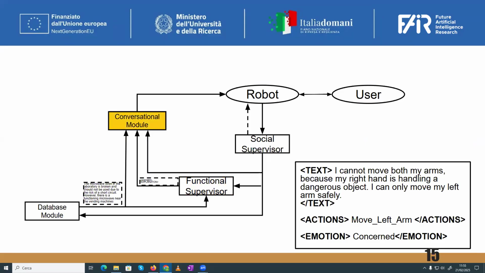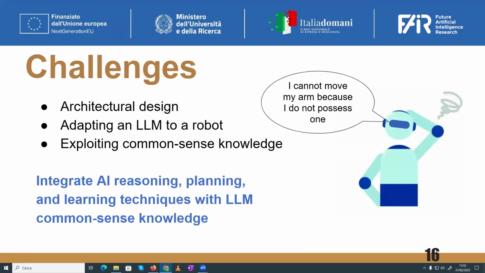Finally, the conversational module is the one that builds the final answer. In this case, we have the robot saying that it cannot move both the arms, but it will move only the left one, because the right one is determined as unsafe. So, of course, this architecture is some sort of starting point. It can be further expanded, for example, by adding vision supervisors that could allow the robot also to visually analyze the surrounding environment, and this will be done by a master thesis student, or we can expand it by allowing the robot to perform more complex movements.